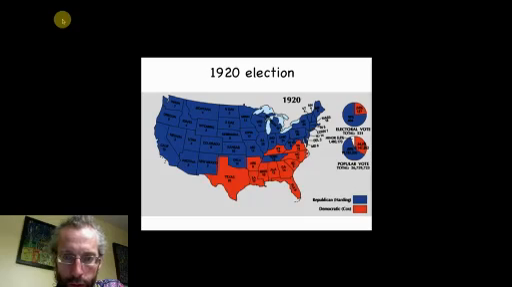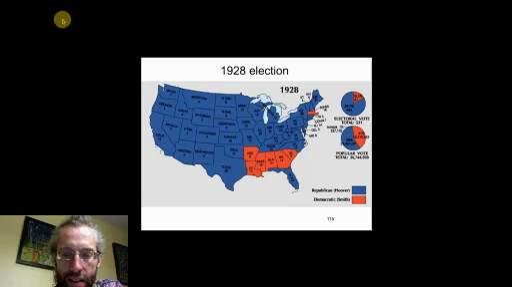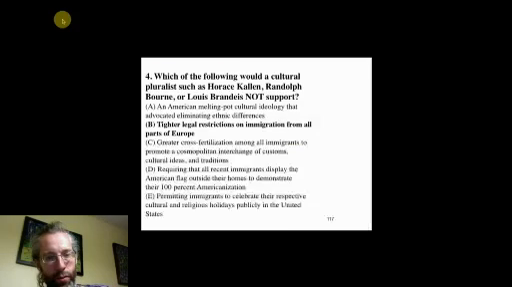So we can just do a quick review. 1920, 1924, and finally 1928. Right? So we went Harding, Coolidge, Hoover. The Great Depression is going to hit in 1929. We'll learn about that later.